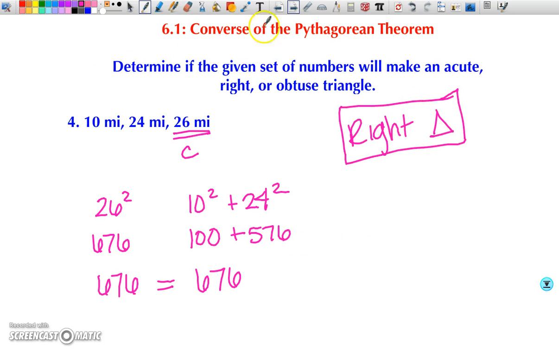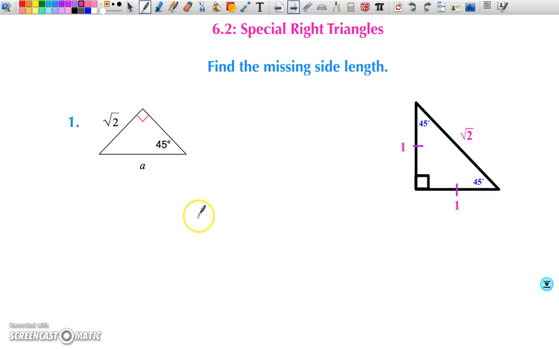And there you go. All right, and then our last type of examples here are using our special right triangles to find missing side lengths. Setting up proportions is basically your main idea here. So given that this is a 45, 45, 90 right triangle, we need to match up our sides. So square root of 2 is along the 45 and 90 side, so that's going to match up to 1 because it's along the same side.